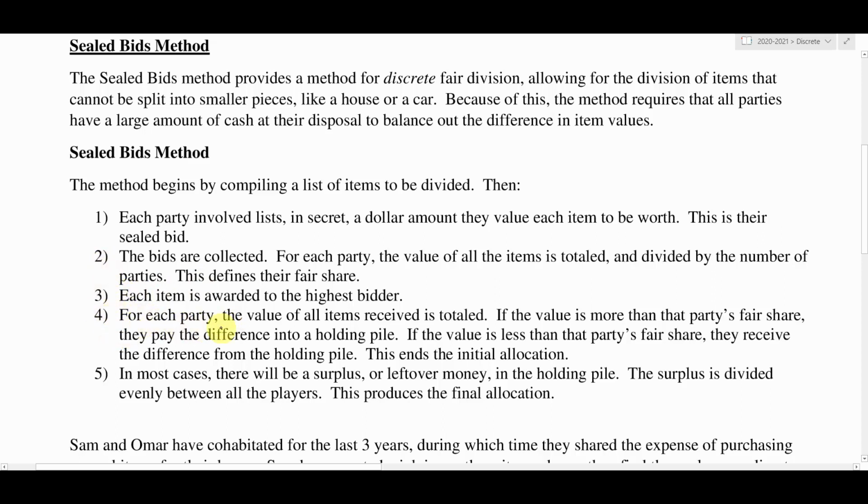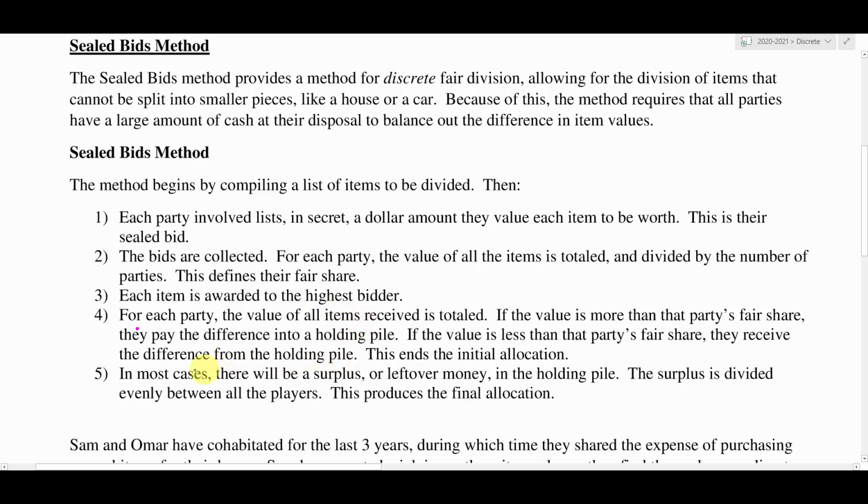Then, and this is where things get complicated, for each party, the value of all items received is totaled. If you received multiple items, you would add up the values of those multiple items. If it's more than their fair share, they're going to pay the difference into what's called a holding pile. If it's less, then you're going to receive money from the holding pile. This ends what we call the initial allocation. It's the initial disbursement and depositing into this thing called a holding pile.